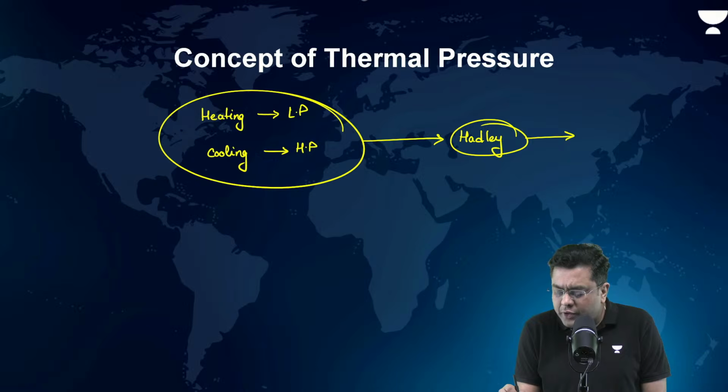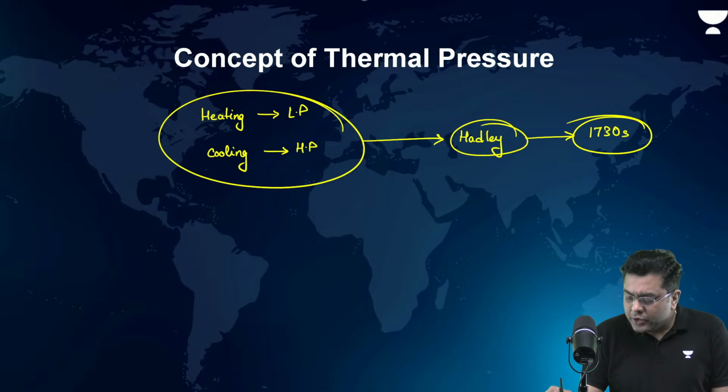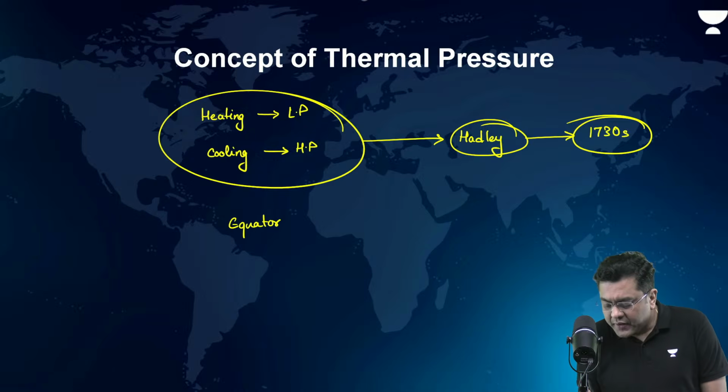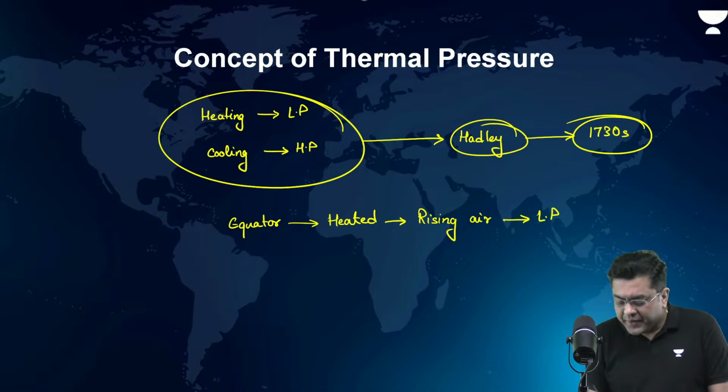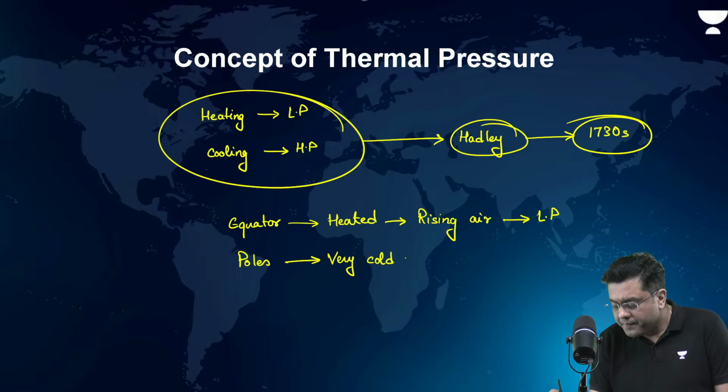Hadley provided the circulation model in the 1730s, whereby he said that, look, across the planet you have the region that is the equator. The equator is heated, so it will have rising air. Rising air will have low pressure, right? Then the poles are very cold. Sinking air will have high pressure.